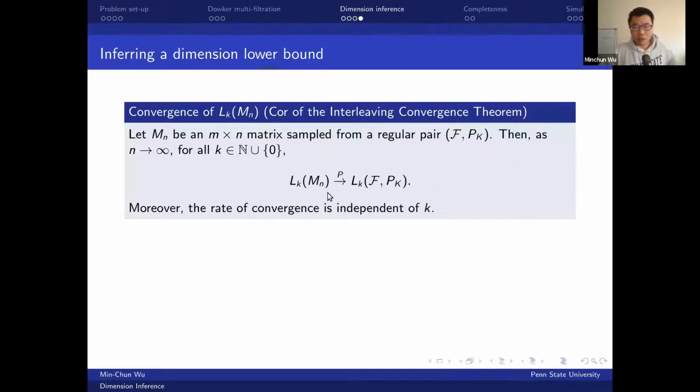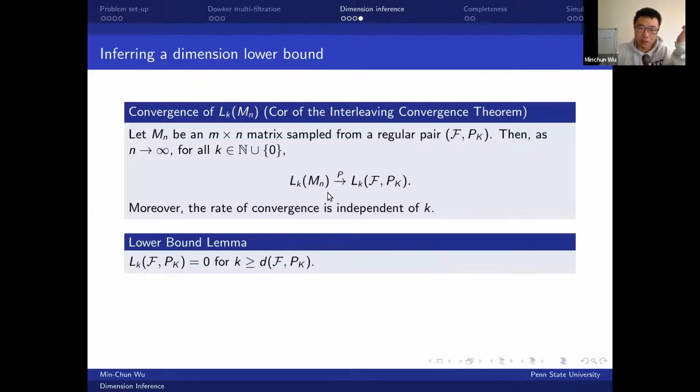And people might ask, how does this connect with the dimension? Here is the connection. We call it the lower bound lemma. This lemma states that for k greater than or equal to the dimension, this L_k of the regular pair that we just defined must be equal to 0. The intuition is very simple. In d-dimensional space, it is impossible to form a d-cycle or higher dimensional cycles. The best you can form is a (d-1)-cycle. So the lower bound lemma holds.